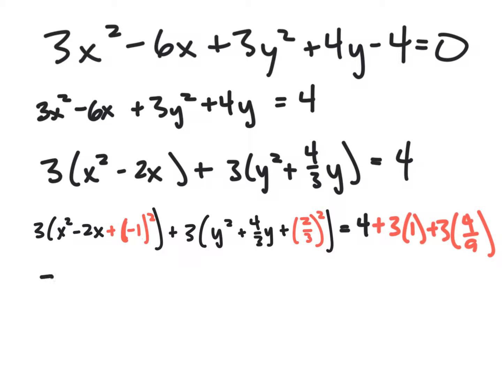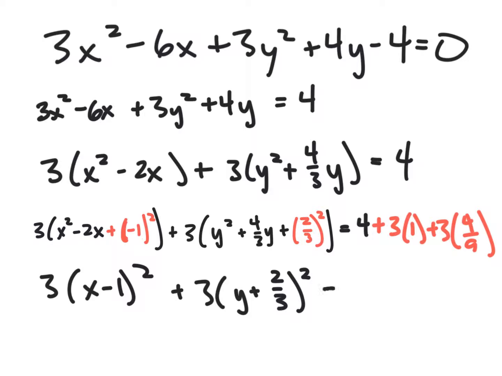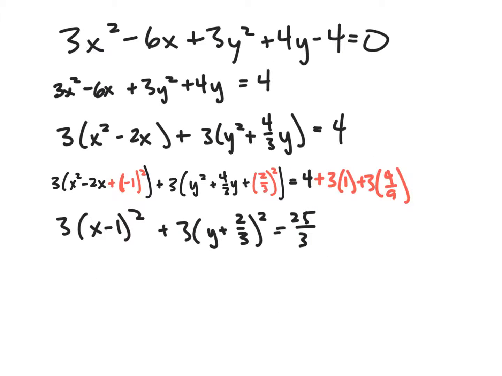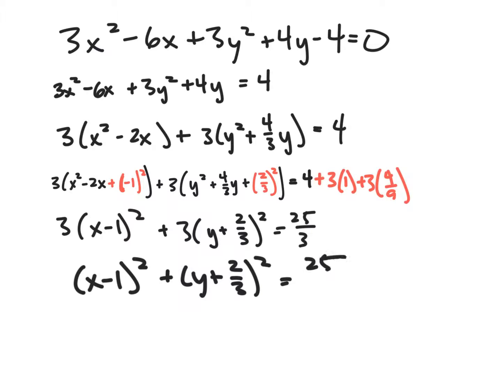All right, next we'll factor, so 3 times x minus 1 squared plus 3 times y plus 2/3 squared equals, add up all these things, and that's 25/3. Again, a real easy way to factor these is it's always half of this middle term is going to go right there. Now, to get this in true standard form, I need these 3's to go away as well. So I'm going to divide both sides by 3. And that lets me end up with x minus 1 squared plus y plus 2/3 squared equals 25/9.